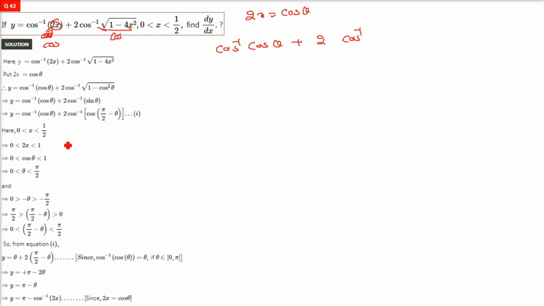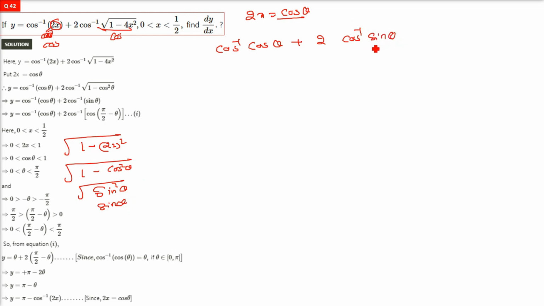Now 1 minus 4x square, let us take this. 1 minus 4x square can be written as 2x square, and 2x is nothing but what? Cos theta. So it will be under root 1 minus cos square theta. 1 minus cos square theta is sin square theta. And under root of sin square theta will be equal to sin theta. Alright? So you can write it as sin theta.